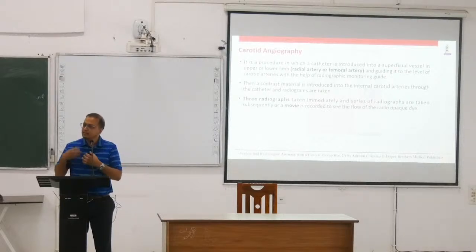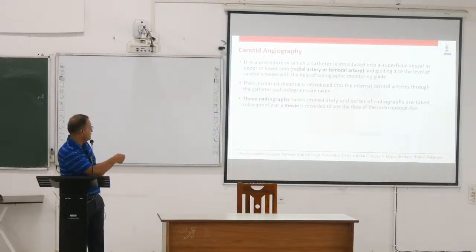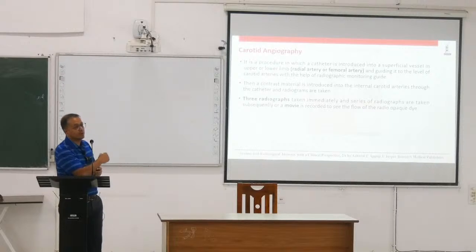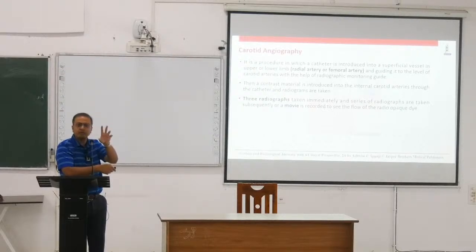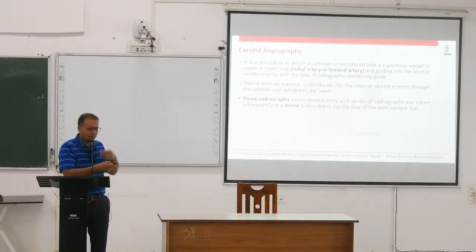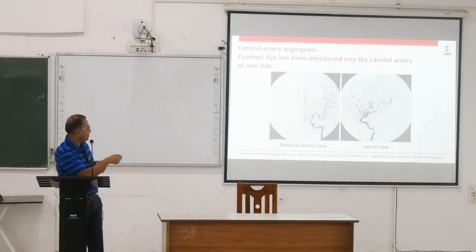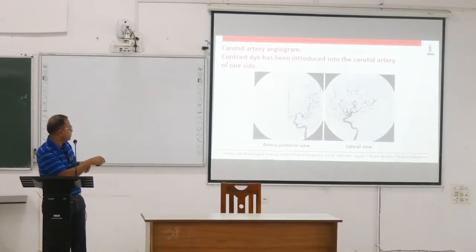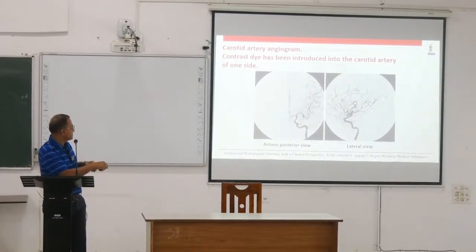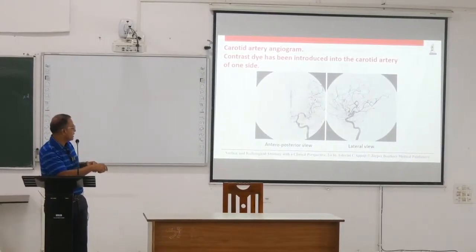Once the dye is released, we take the picture, whether a still picture or a video picture. So for example, we have the carotid artery. If you are going to see the carotid artery, we usually take the catheter to the common carotid artery up to the bifurcation point, release the dye, and then take the pictures afterwards. So in this carotid angiogram, you see the anterior-posterior view of one side. One side of the carotid artery is visible, going up to the brain and splitting into smaller branches and supplying this area.